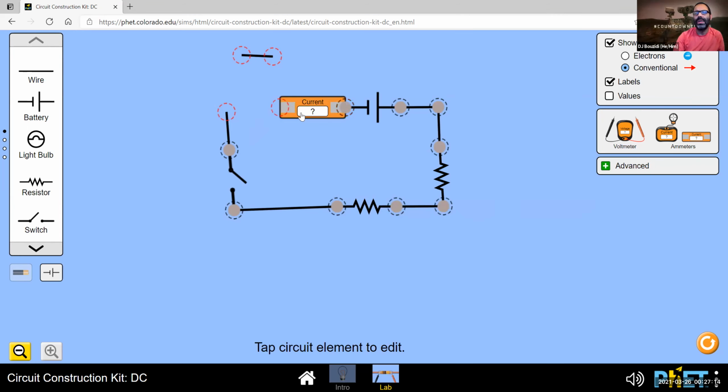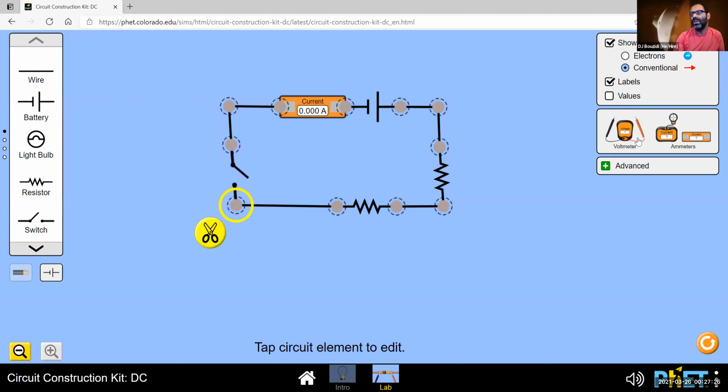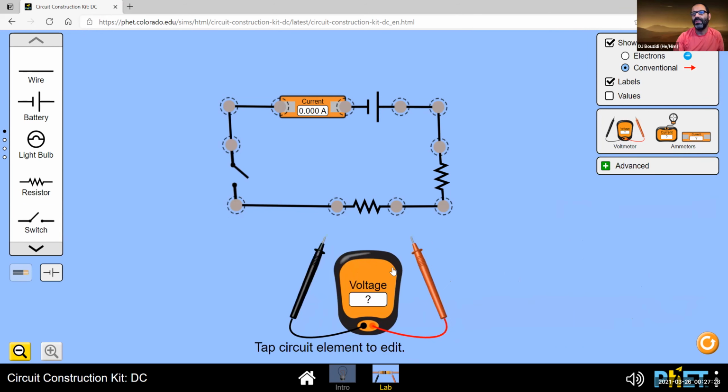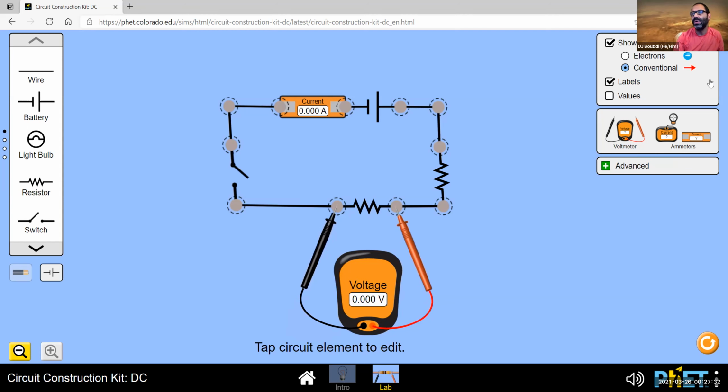We need an emitter. The emitter must be in series with the circuit, okay? The current must run through it before it's measured. So we need that, and we need also a voltmeter. So here is the voltmeter. At this point, if I connect it to the ends of this resistor, I got zero. Let me show the values because I want to see what's going on.